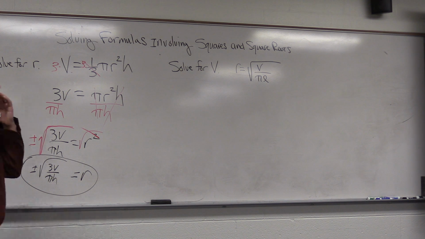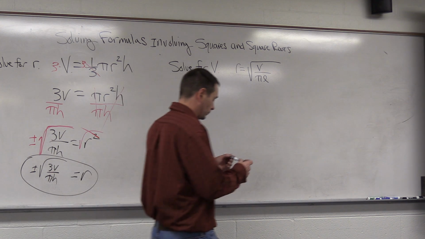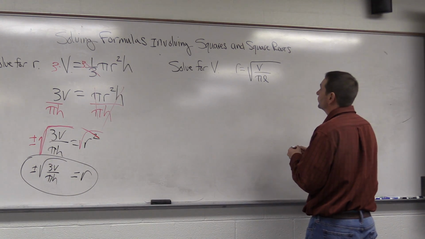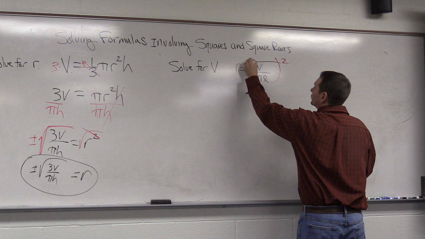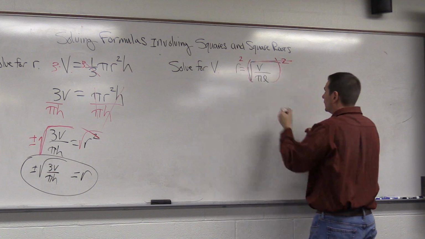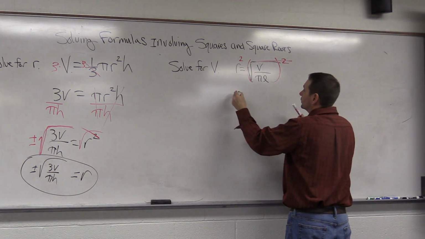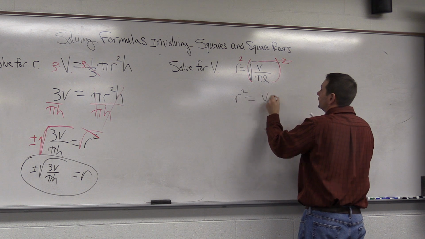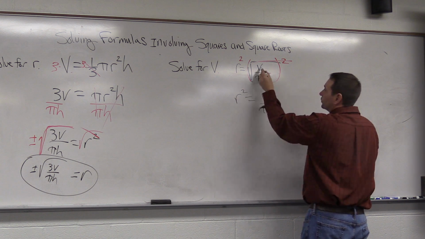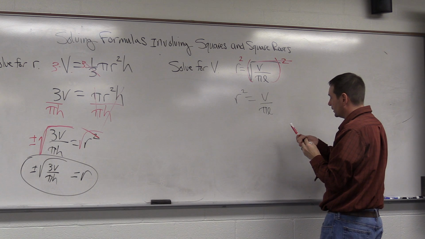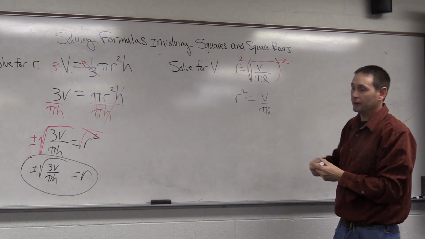And we're going to look at ones also where we have to square both sides. So when we have to square both sides by something like this, to get rid of the square root, let's square this side and this side. That's gone. And I end up with r squared equals v all over pi l, because I'm focusing on trying to solve for v. So I wanted to get rid of the square.